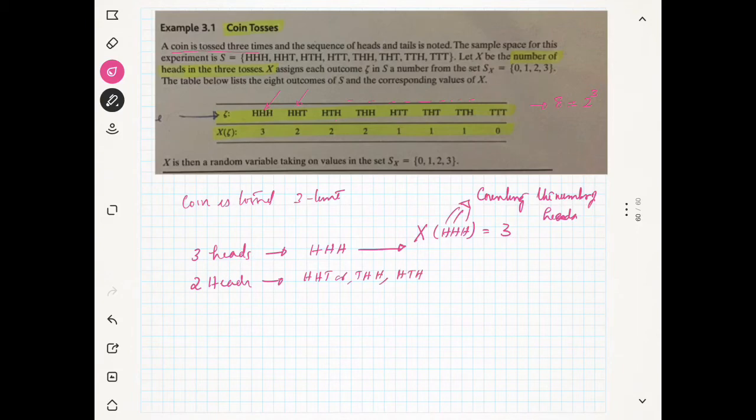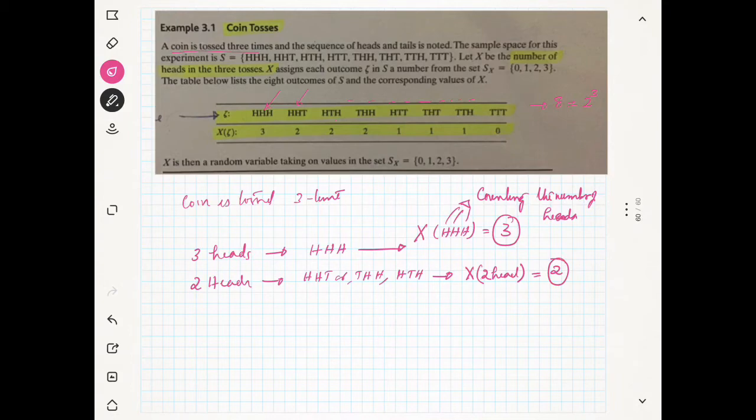All these three cases I can have. That means three heads means the random variable is 3, and two heads means two. So X of two heads means I am saying my random variable is 2. Previously 3 heads meant my random variable is 3, and 2 heads means the random variable is 2.